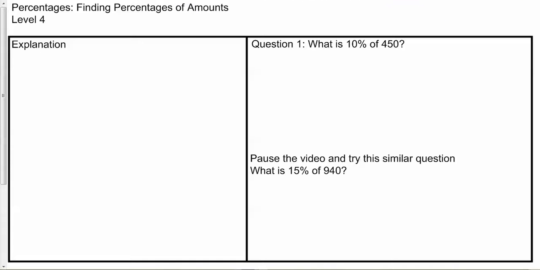Hi there. We're going to be looking at finding simple percentages. So this is the question we're aiming to be able to understand, and here's another question for you to have a go at and check your understanding. Before we go on to that, we're going to look at a few general ideas about how to find percentages of amounts.